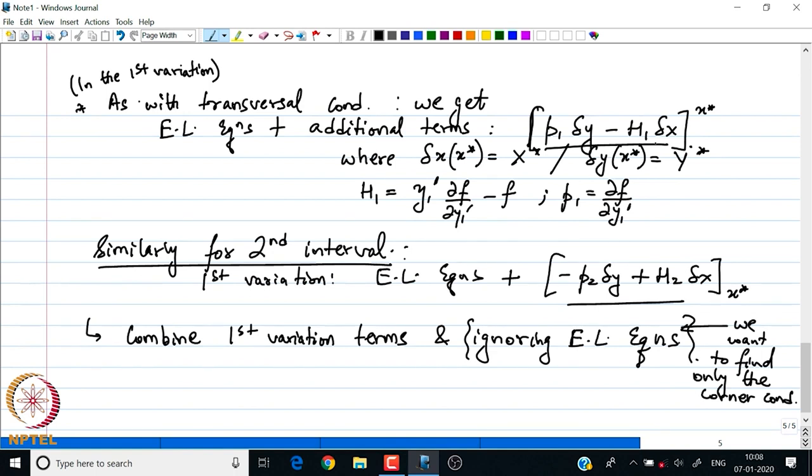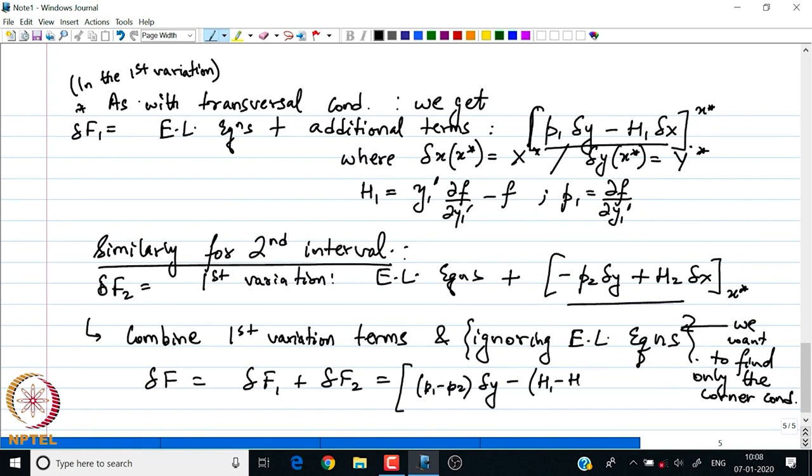So, once we ignore the Euler Lagrange equation, we get that the first variation will be, this is my delta f 1, this is my delta f 2. The first variation is delta f 1 plus delta f 2, and that is also equal to p 1 minus p 2 of delta y minus h 1 minus h 2 of delta x, right. And this is evaluated at x star on the lower bound. Okay. Now the corner conditions will be such that this will also be 0, right. The first variation becomes 0 when not only the Euler Lagrange expression becomes 0, but also the corner condition becomes 0. Only then we are guaranteed to have extremals.